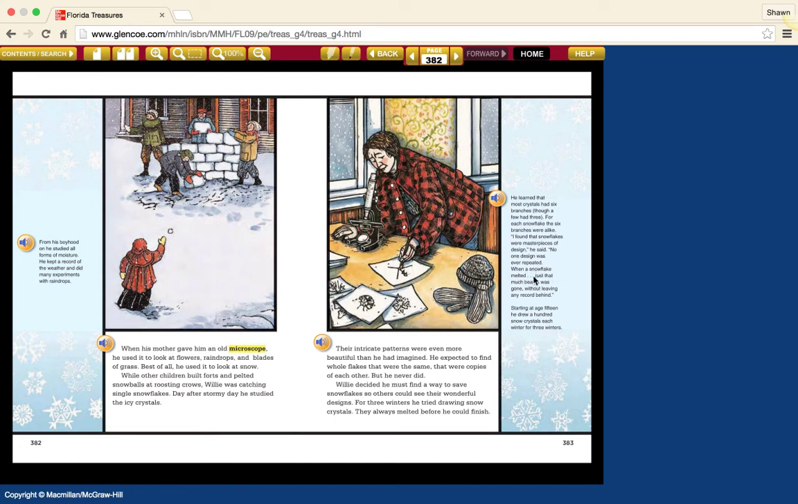When a snowflake melted, just that much beauty was gone without leaving any record behind. Starting at age 15, he drew 100 snow crystals each winter for 3 winters. That's so cool how science and art come together here.